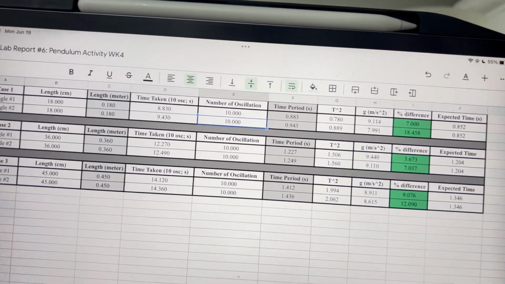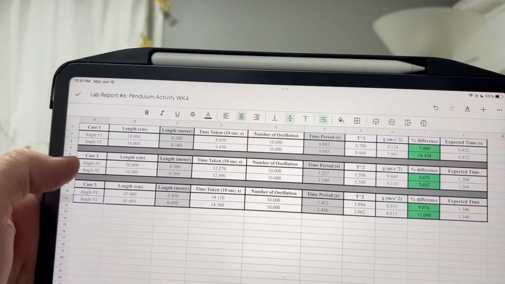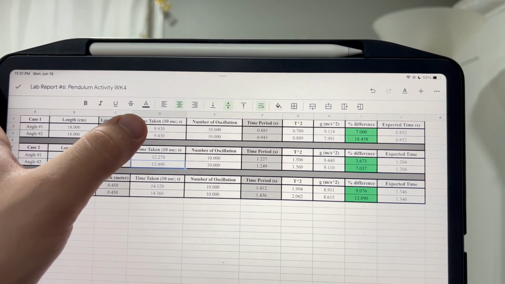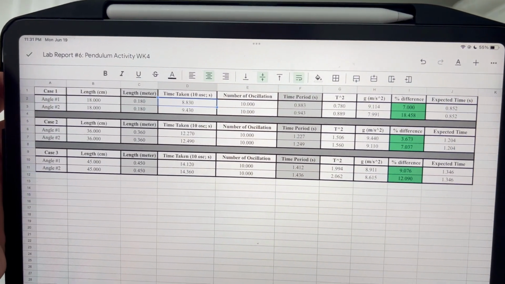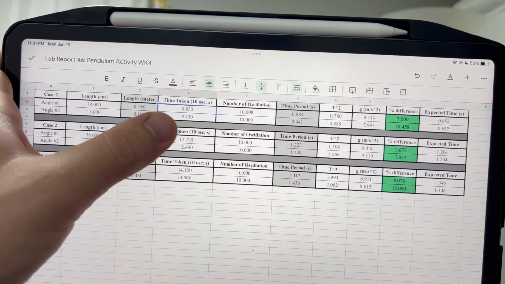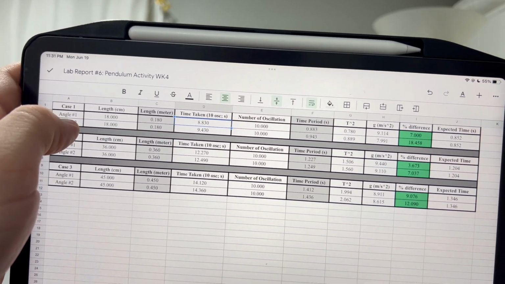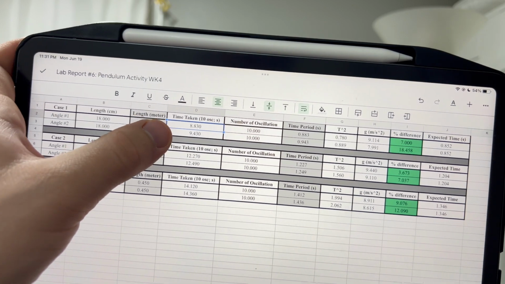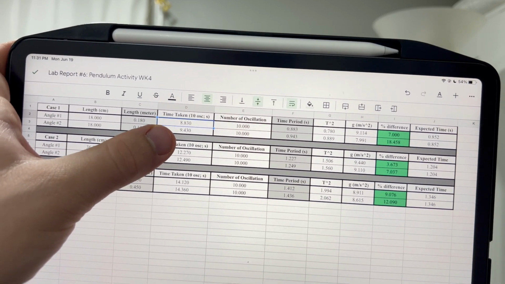Now, as shown here, angle 1 is the shorter angle and angle 2 is the greater angle for all three cases. And the hypothesis that we stated earlier is true given the data that we have entered here. It's been supported. This data supports our hypothesis that the time period is dependent on the angle the mass is released from, and the smaller the angle is, the less time is taken for the mass to travel in one oscillation period.